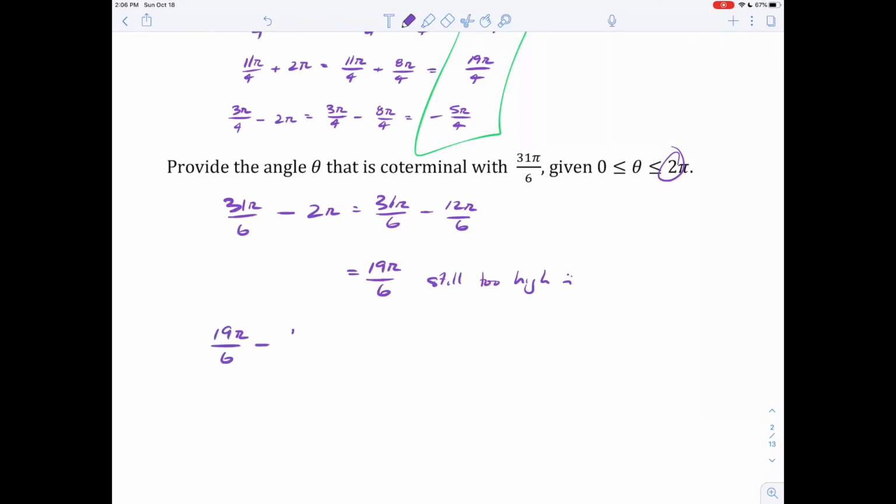So we'll subtract another 2 pi. And that gets us 7 pi over 6. And that is within our range. It's more than 0, hooray. And it's less than 2 pi, where 2 pi is 12 pi over 6. So this thing's all good to go. This one we can say is done.